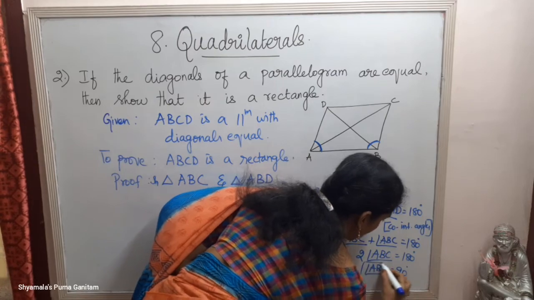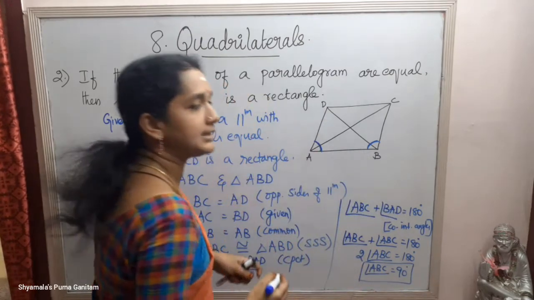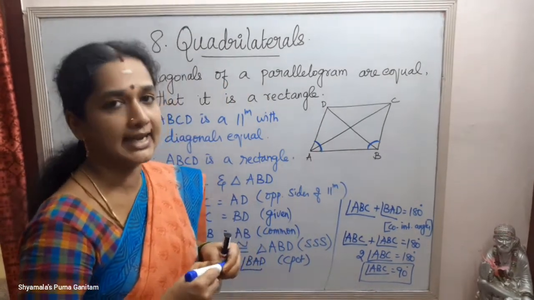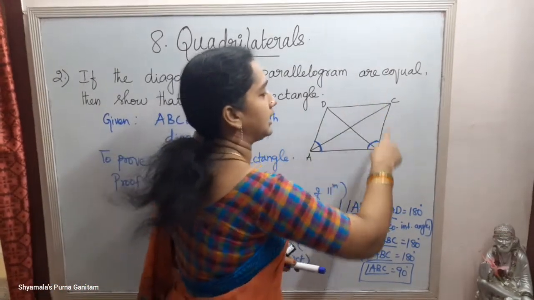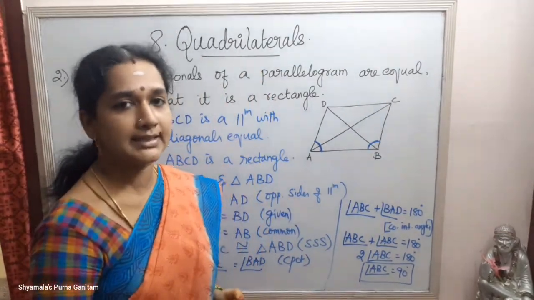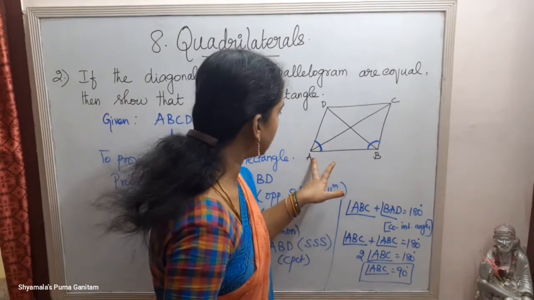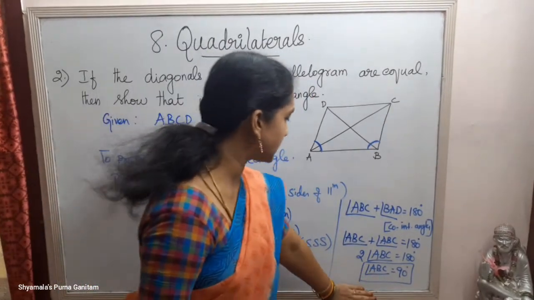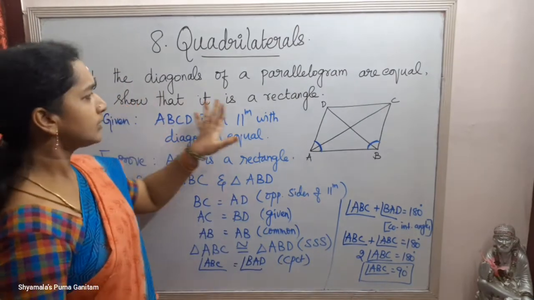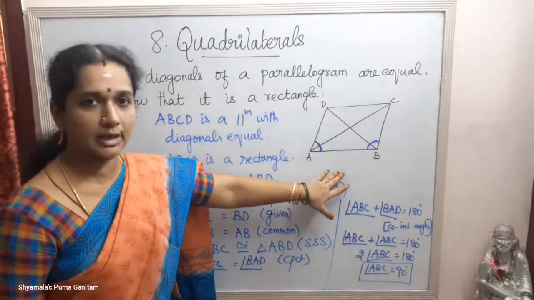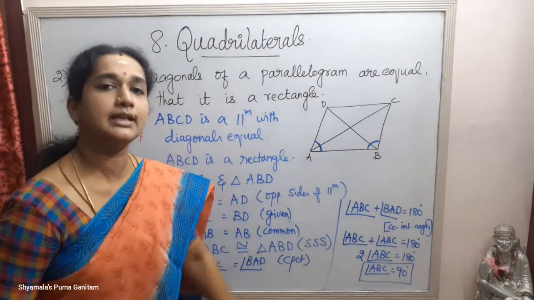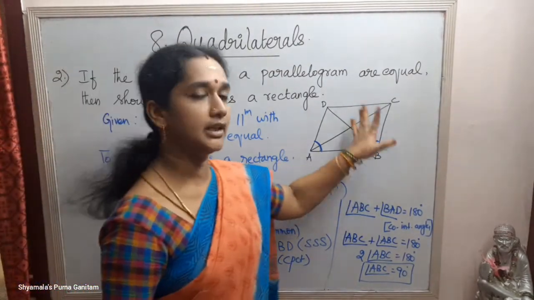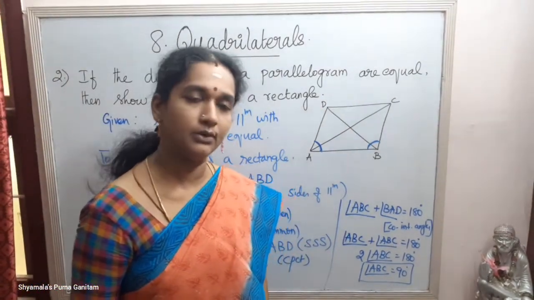So what I told you, if we prove any one angle is 90 degree, then we can say that the whole parallelogram is a rectangle. So we have proved that angle ABC is 90 degree. So with this we have proved that parallelogram ABCD is a rectangle. ABCD forms a rectangle.